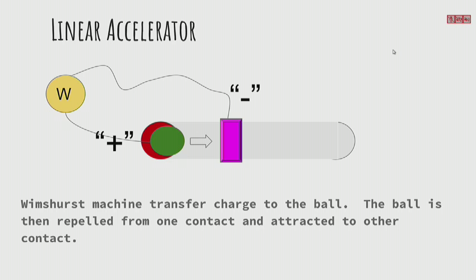And this is a linear accelerator. There is a tube. One of the wires from the machine is connected to the end of the tube.